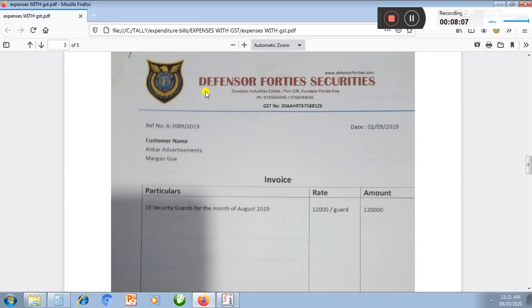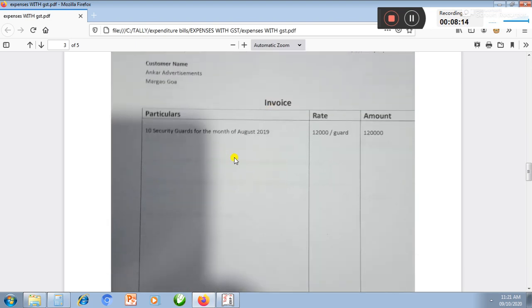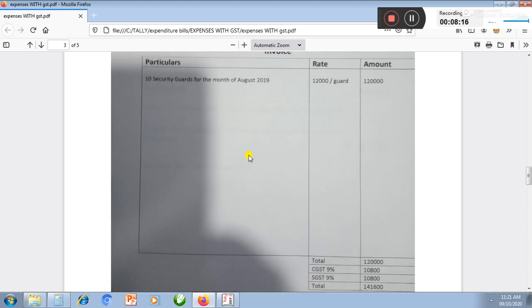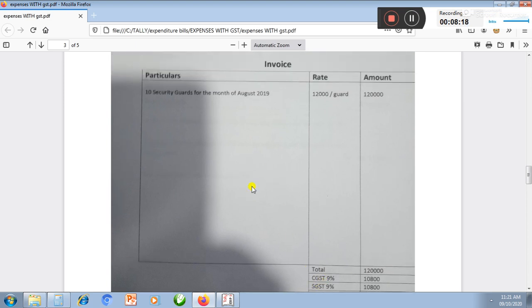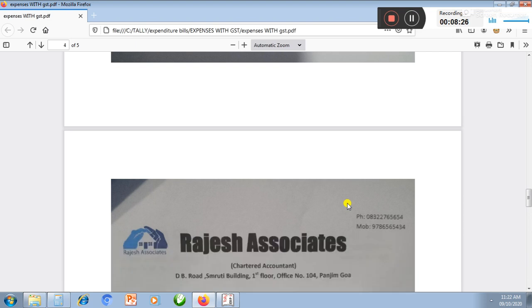Now see this. Defensor Fortis Security. Security is also this one company. So 2% TDS will be deducted here. Again journal. Security expenses at the rate of 18%, 1,20,000. Debit, see, input CGST, SGST and credit what? TDS 94C 2%. Same ledger. Don't create a separate ledger.